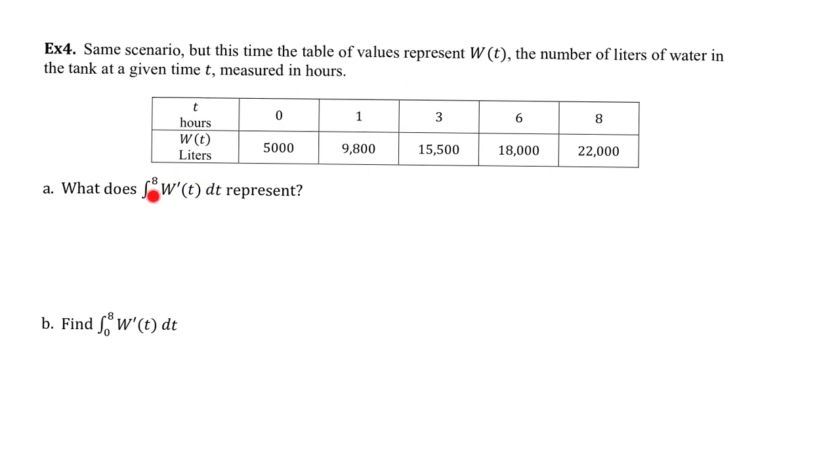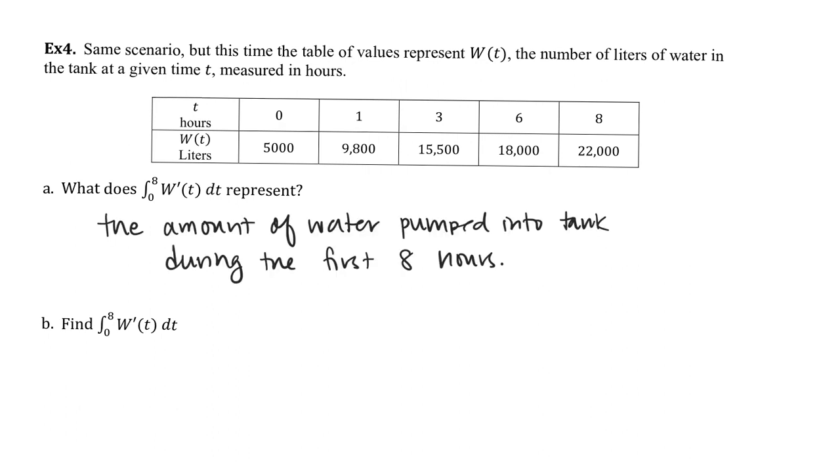Okay, notice they're saying W prime of t, which is the derivative of W of t, which is the rate of change of the liters. So they're asking me to integrate the rate still. Since they're still asking me to integrate the rate, I'm still going to get the net change in water over that time period. So for the interpretation, it's still the amount of water pumped into the tank during the first 8 hours because I'm integrating the rate, which is still going to give me the liters.